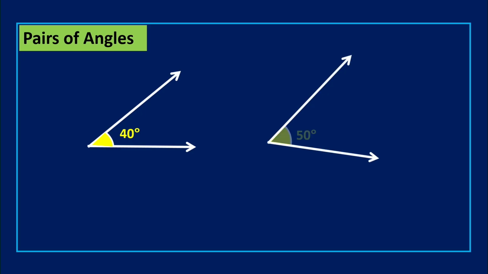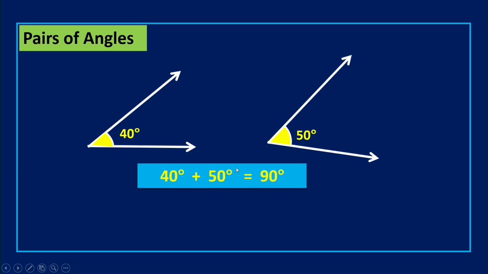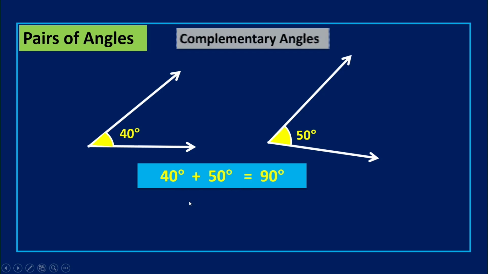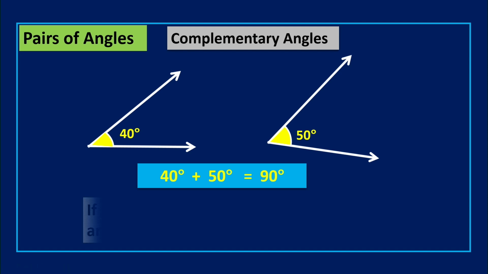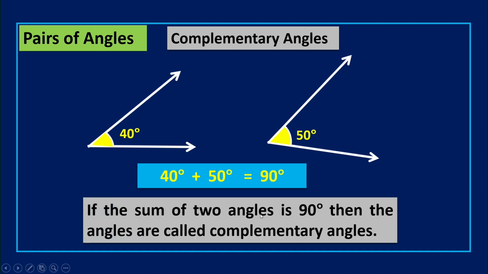In this first angle is 40 degrees, second angle is 50 degrees. We can add this 40 degrees, 50 degrees is equal 90 degrees. You get the answer 90 degrees, that is called complementary angles. If the sum of two angles is 90 degrees, then the angles are called complementary angles.